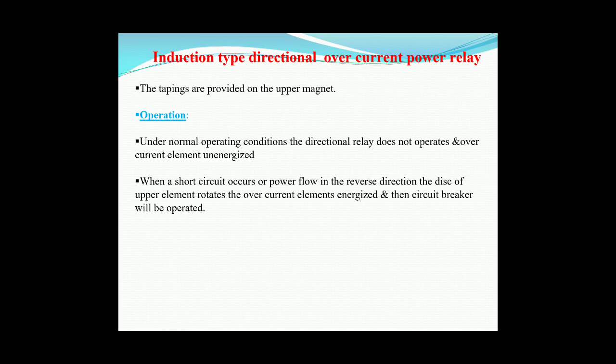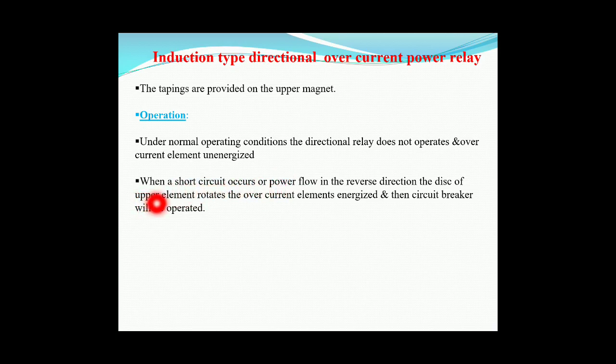Next, coming to the operation: under normal operating condition, the power flows in the normal direction in the circuit protected by the relay. Therefore, it does not operate in this condition. Under normal operating condition, the relay does not operate and the overcurrent elements are unenergized.